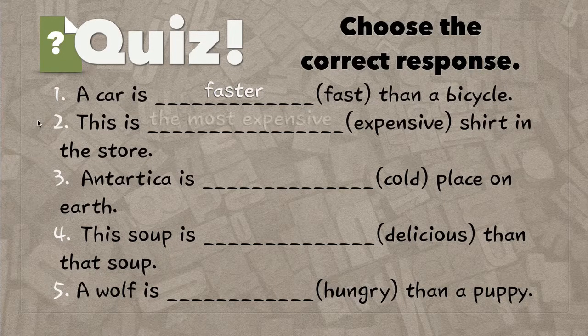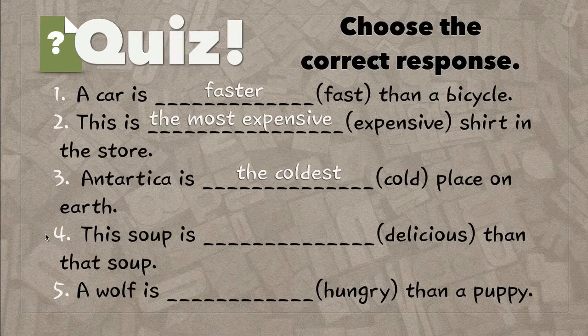2, this is the most expensive shirt in the store. Expensive is 3 syllables, expensive, and we're comparing many shirts in the store. 3, Antarctica is the coldest place on Earth. We're comparing many places, and cold is only one syllable.